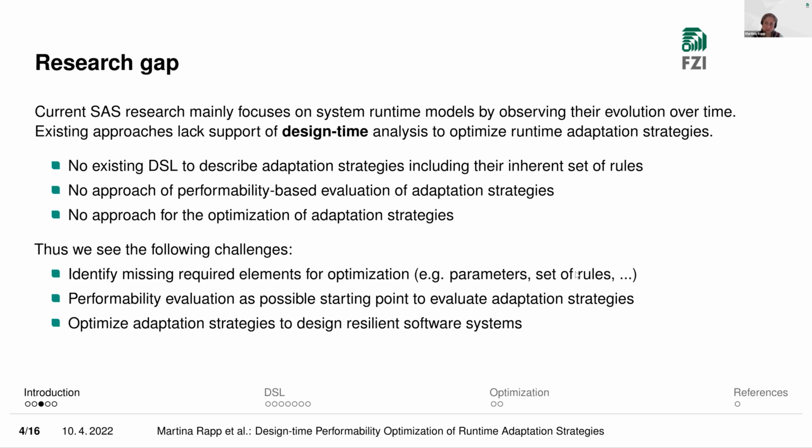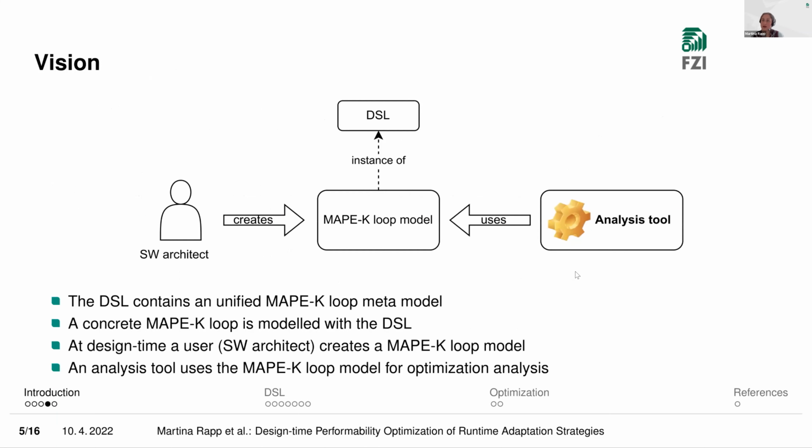So this will bring me now to our vision. Our vision is to use model-based analysis to optimize adaptation strategies at design time. On this slide, you can see an overview of the involved parts. In order to investigate the adaptation strategies at design time, one thing you need is an abstract system representation of the self-adaptive system. Once you have such an abstract system representation, you are then able to use model-based quality analysis techniques in order to explore them.